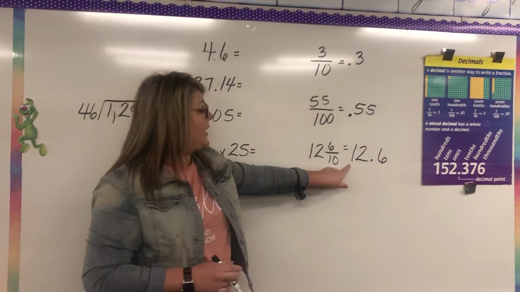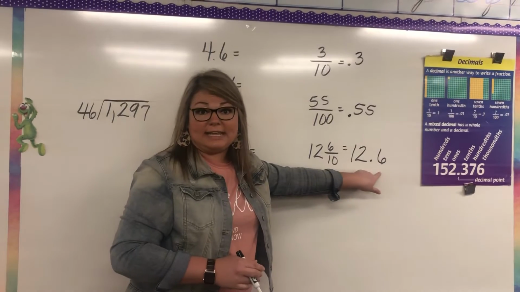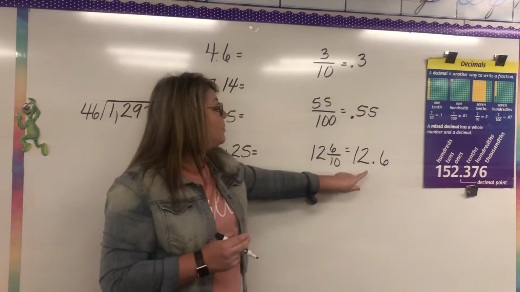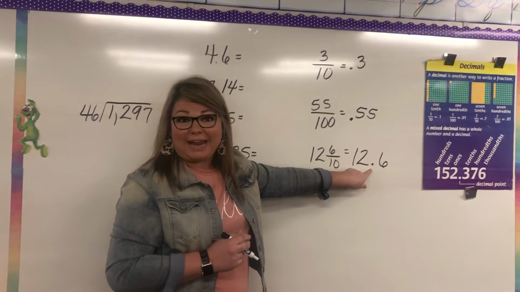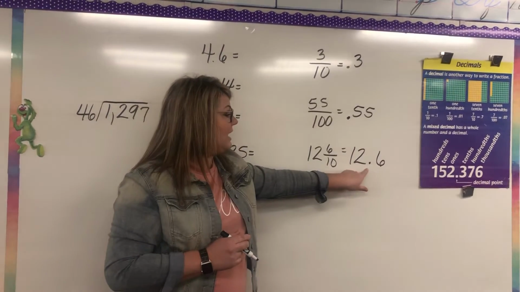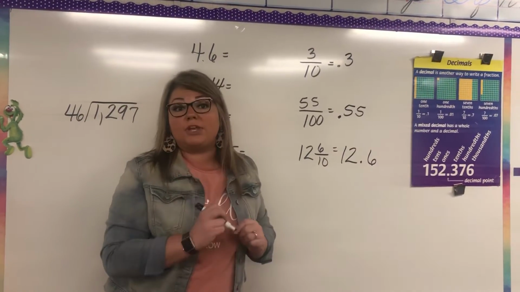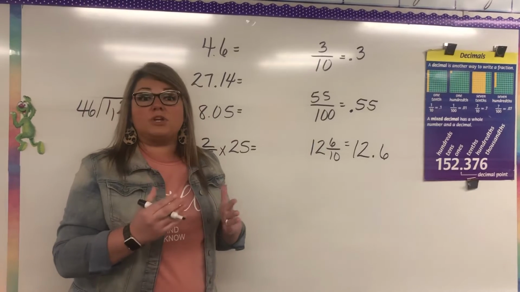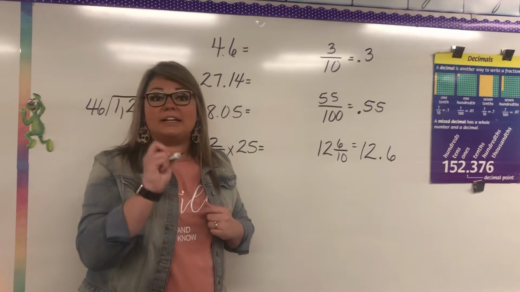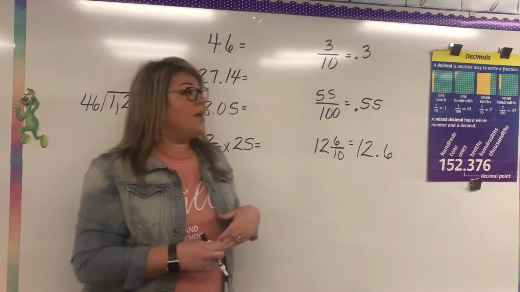We could say 12 and 6/10. Or remember, whenever we have the decimal, we always say the word and. So we would say twelve and six tenths. So whenever you have words written out, make sure you always remember when you see that and, that is where the decimal goes. All right, let's move over now.